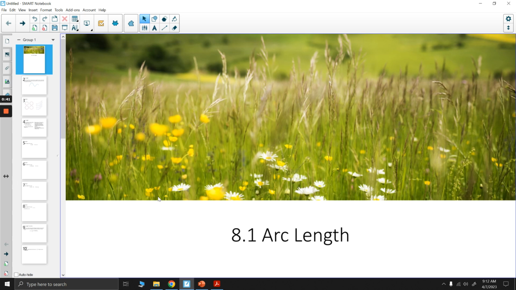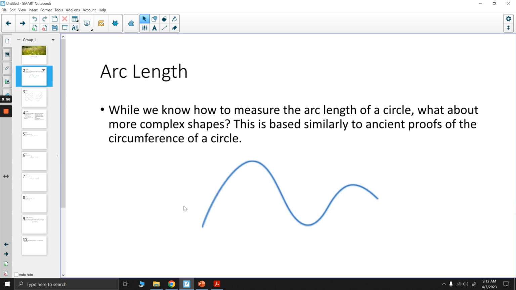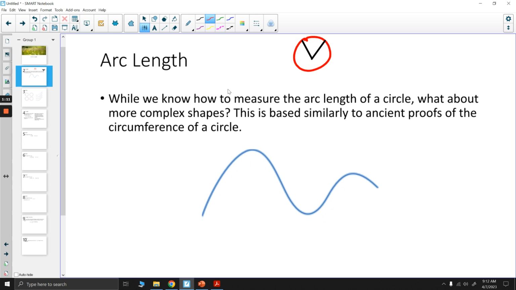But this is also why we learned Simpson's rule, is that in a pinch we can always use approximations to find an arc length. And it would be an approximation, but if that's all we have, then that's all we have. So, first of all, we do know how to measure the arc length of a circle, but what about more complex shapes? Now, as a reminder, an arc length of a circle would be something like the length here, right, of some angle, and that's pretty easy to do.